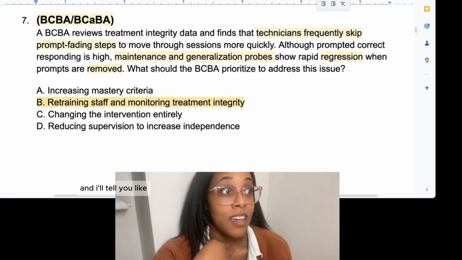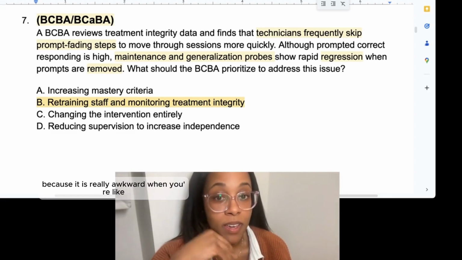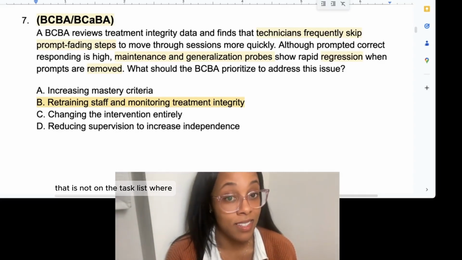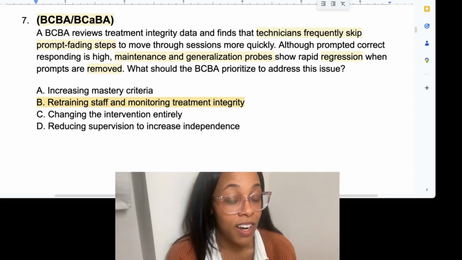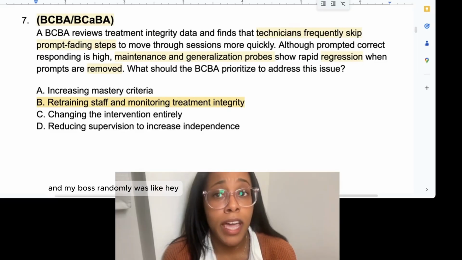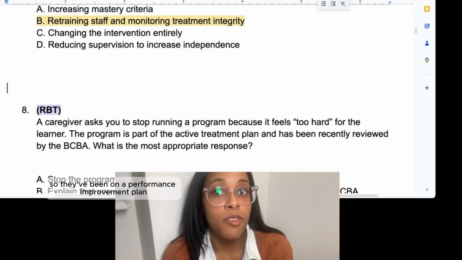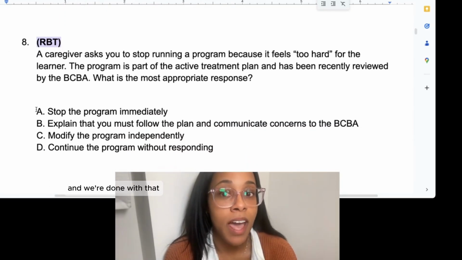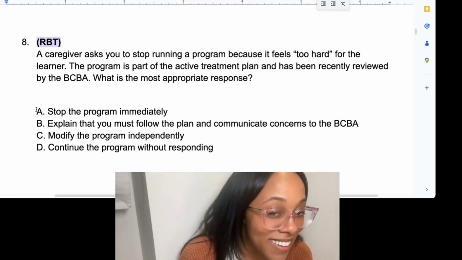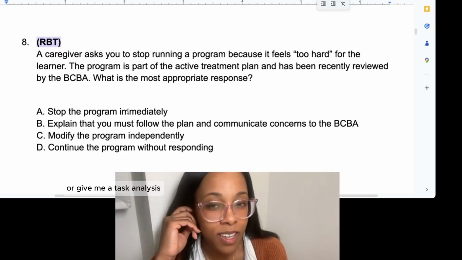And I'll tell you, read those books, find a mentor, talk to someone now, because it is really awkward when you're like, I don't know how to do that. That is not on the task list. Or when I was a clinical supervisor and my boss randomly was like, hey, they've been on a performance improvement plan and we're done with that. I need you to call him today at 3 and fire him. I'm like, wait, what? You're not going to be on the phone with me or give me a task analysis?